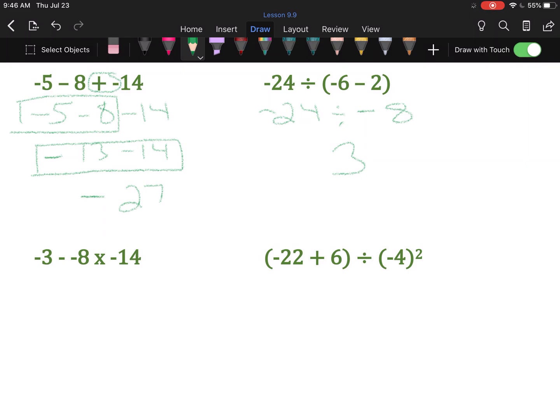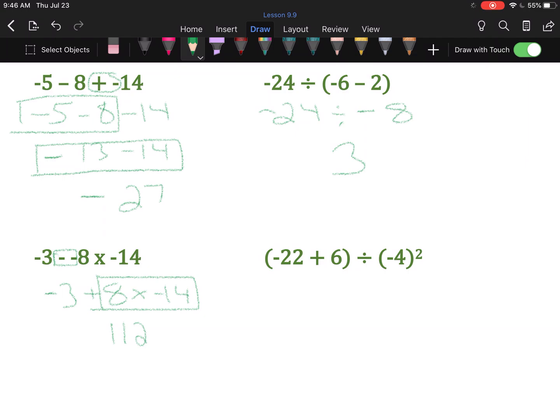Next up, again, this minus negative I'm going to take care of straight away. It's going to be negative 3 plus 8 times negative 14. Now, multiplication comes first. So 8 times negative 14. Well, 8 times 10 is 80. 8 times 4 is 32. 80 and 32 is 112.